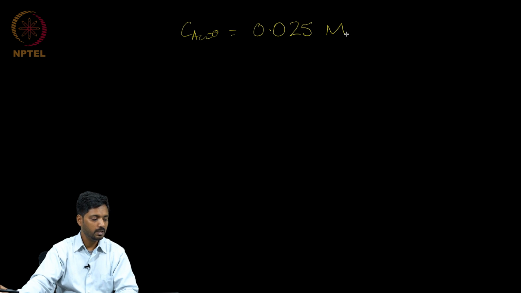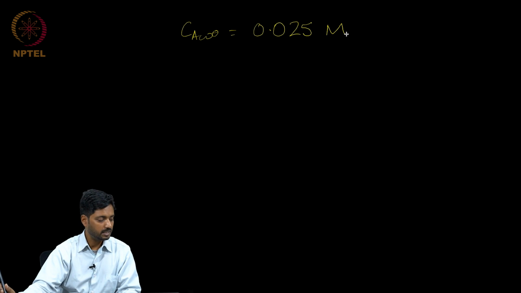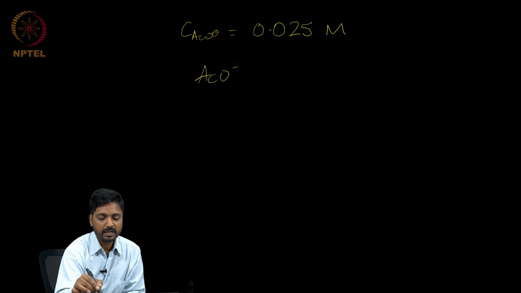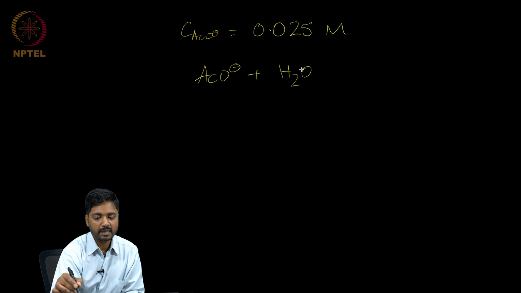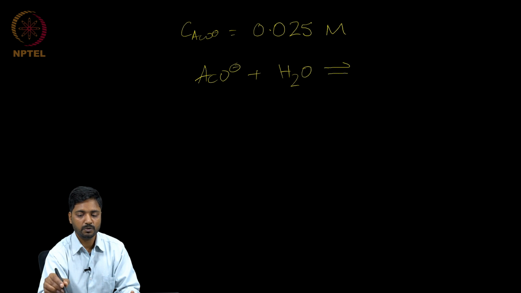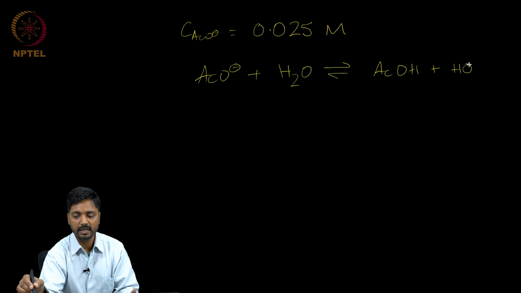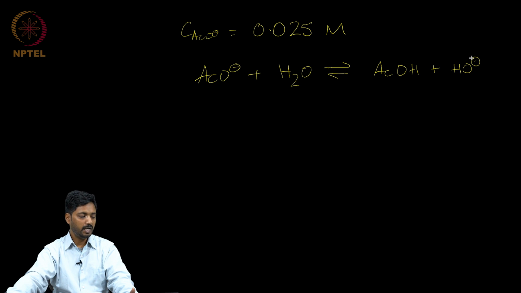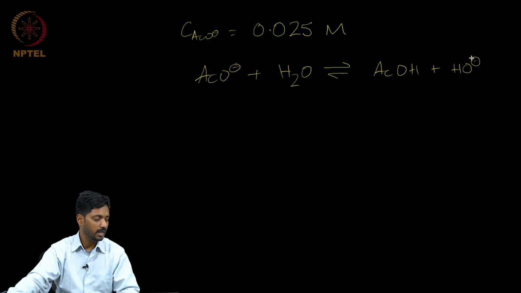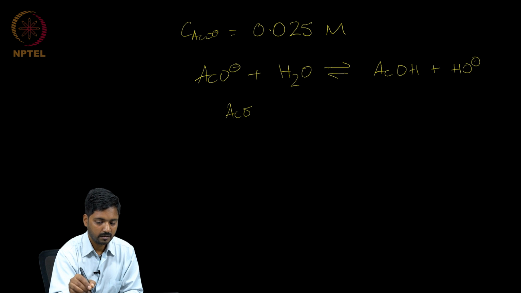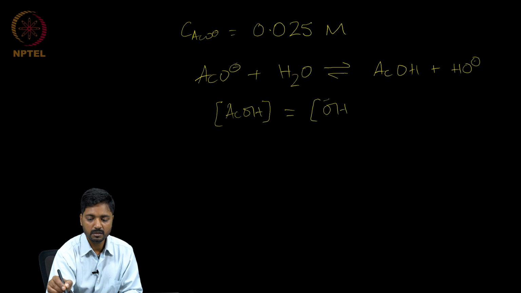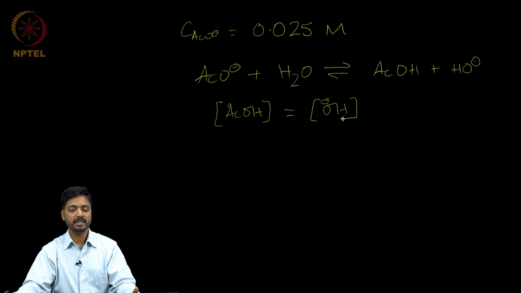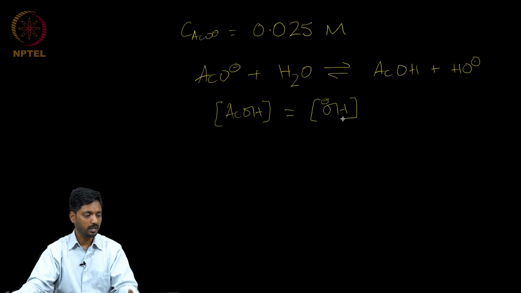Now, one equilibrium to be considered here is, when we have acetate anions present, they can also take up protons from water and convert back to acetic acid and produce hydroxyl ions here, and what we believe is that the acetic acid concentration is equal to the hydroxyl ion concentration. That is what the equivalence point will have.